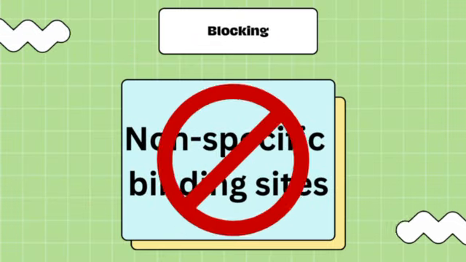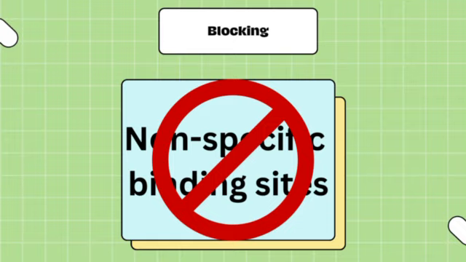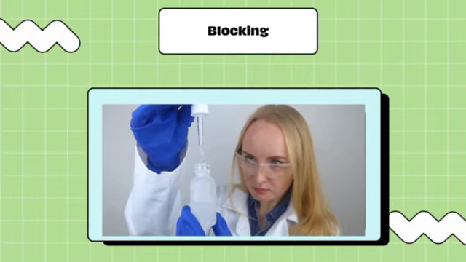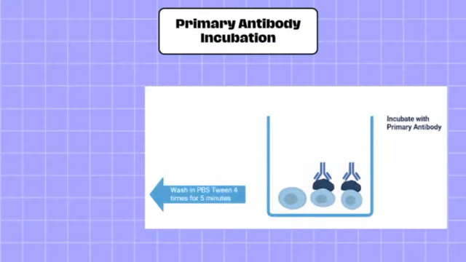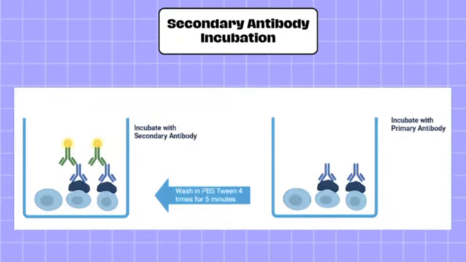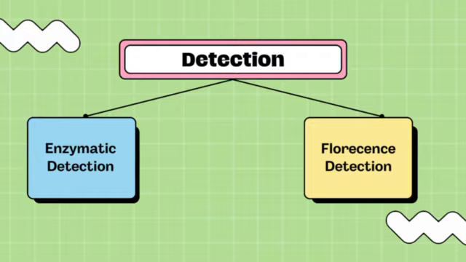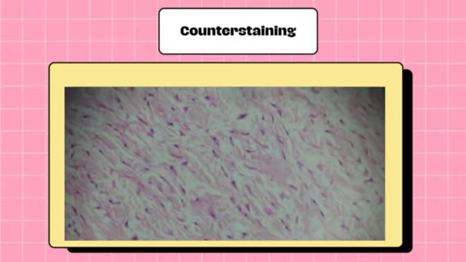In the blocking phase, the tissue's nonspecific binding sites are blocked to stop nonspecific antibody binding, ensuring only target antigens are marked. This is usually achieved using a solution containing proteins like serum or other blocking agents. Primary antibody incubation follows, where antibodies designed to target specific antigens are applied. Only the target antigen will bind to this antibody. After washing away excess antibodies, we move to secondary antibody incubation, introducing a secondary antibody that binds to the primary and is equipped with markers like enzymes or fluorescent dyes for detection.